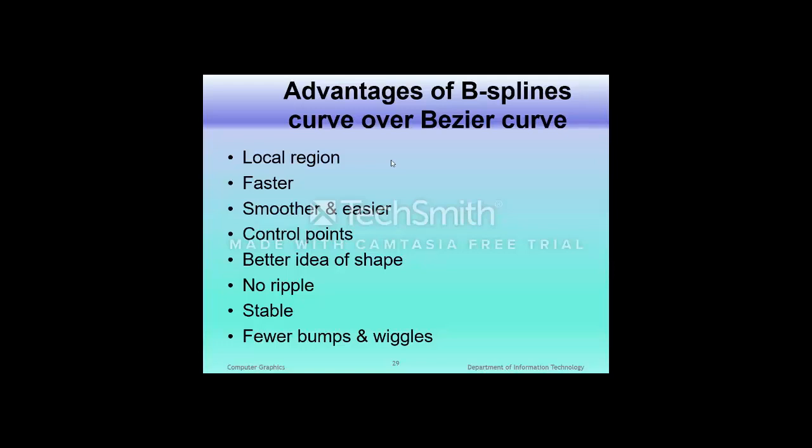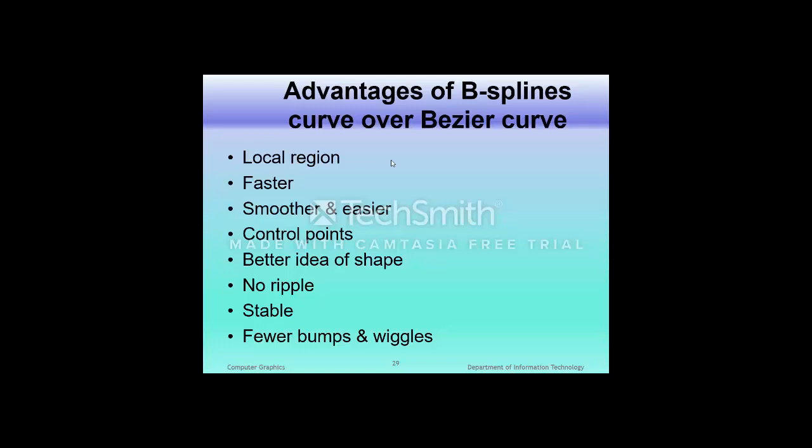Next, B-splines compute faster than Bezier curves. Third, they are smoother and easier to control. Fourth, the continuous curve of a B-spline is defined by control points. Fifth, the control points give a better idea of the shape of the curve. Sixth, they do not have the ripple, that means waves, associated with the cubic splines. Seventh, numerically more stable. And eighth, fewer bumps and wiggles.